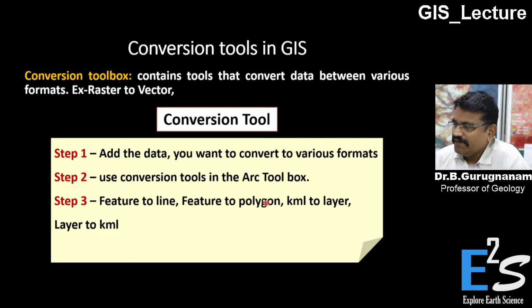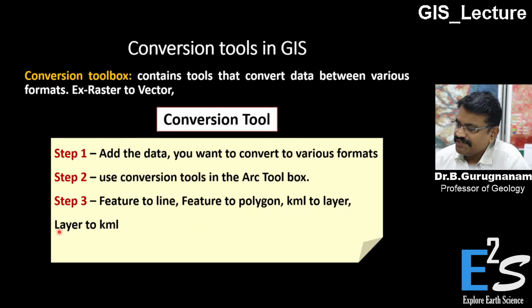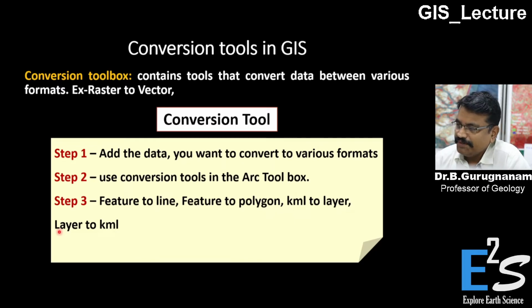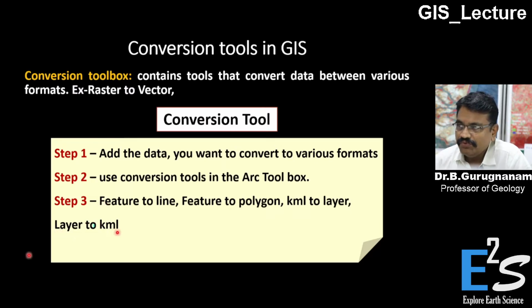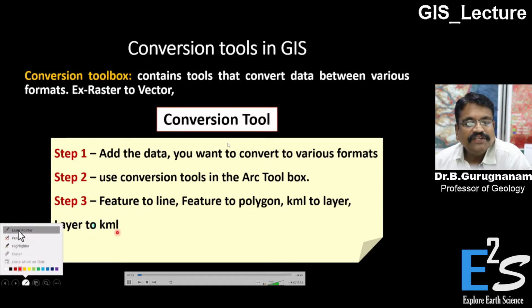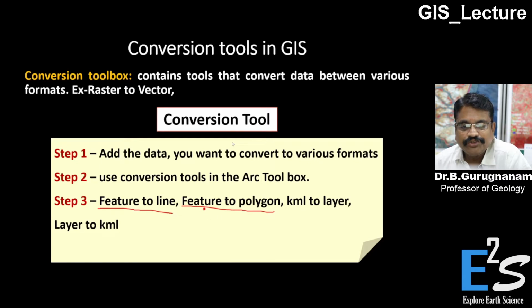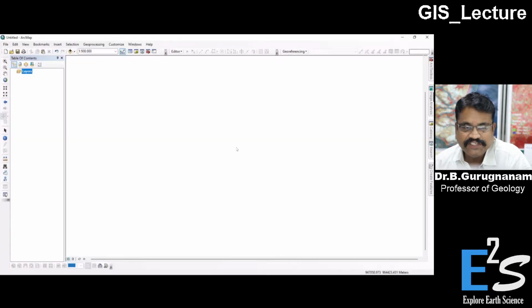If you want to convert the formats, use the conversion tool in ArcGIS or Arc Toolbox. You can also do conversion from feature to line as well as feature to polygon, and KML to layer or layer to KML, and all these things we can do in this exercise. Now we will see one by one: feature to line, feature to polygon, or KML. You can also bring a polygon to line or line to polygon. It is both.